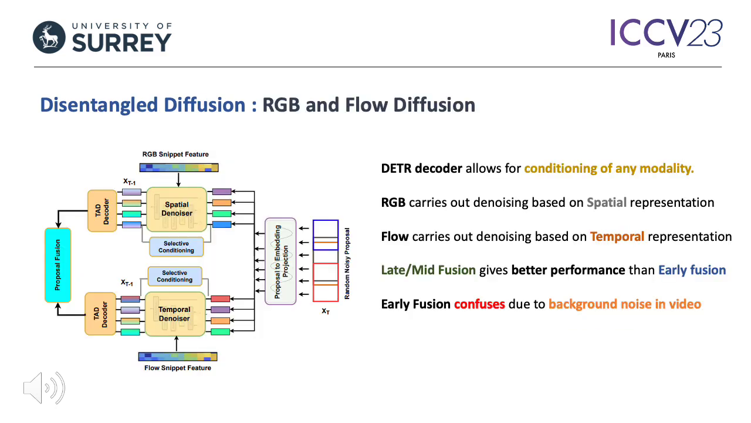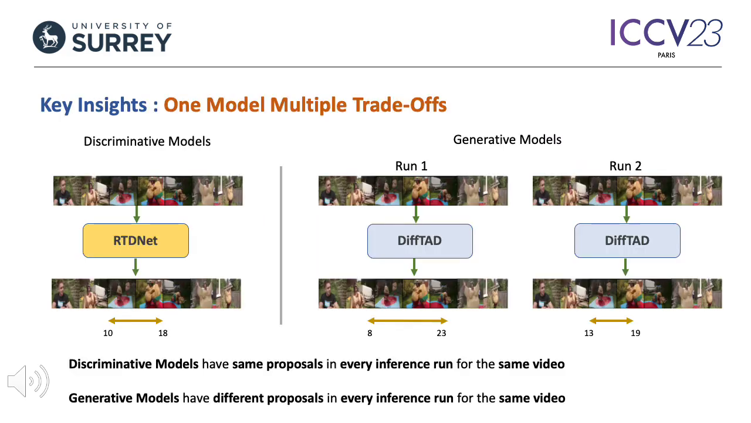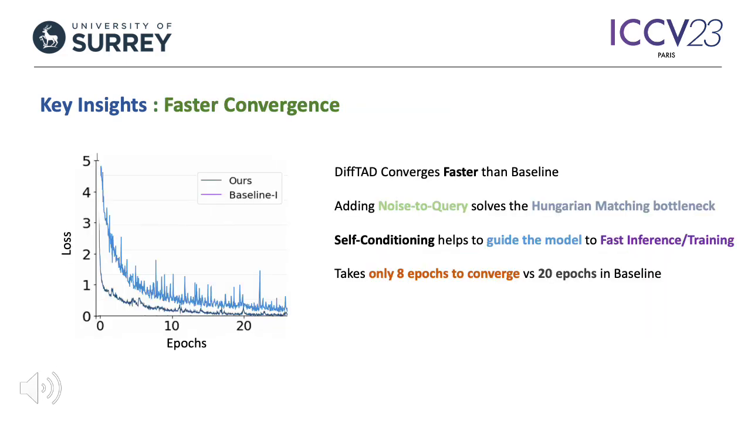Thanks to our model design, we perform decoupled diffusion in both RGB and flow modality. We observe that decoupling the features helps in solving the same denoising problem from a different perspective, thus being complementary in nature. Now let us look at some insights from DiffTAD. The first is one model, multiple trade-offs. As shown in the figure, discriminative models typically produce the same output for multiple runs on the same video. Our generative variant, on the other hand, produces a different output proposal each time the model is inferred for the same video.